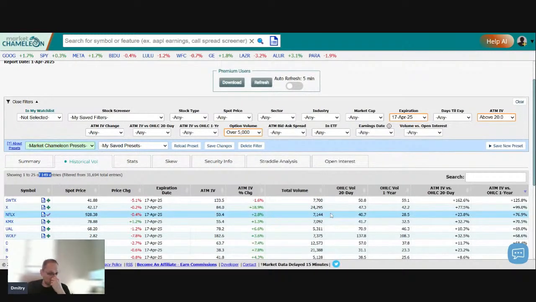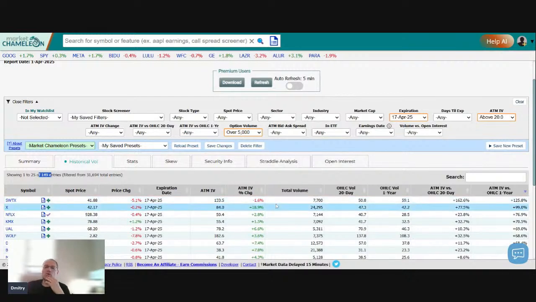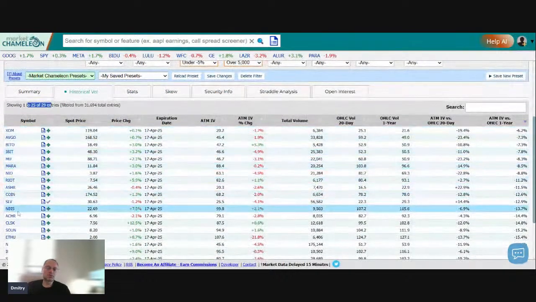And maybe we'll go the other way. Let's see if there's any undervalued volatilities that are below their historical average. So click on that. Let's say at least 5% below. Okay, so there we go. We got 29 of those over here.